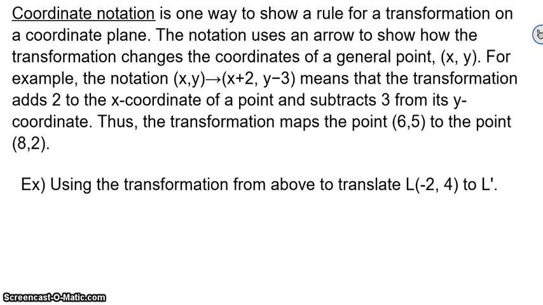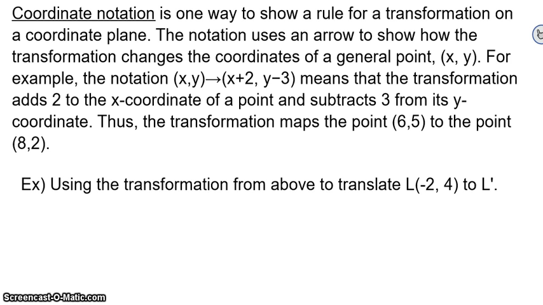Coordinate notation is one way to show a rule for a transformation on a coordinate plane. The notation uses an arrow to show how the transformation changes the coordinates of a general point (x, y). For example, the notation (x, y) changes into (x + 2, y - 3) means that the transformation adds 2 to the x coordinate of a point and subtracts 3 from its y coordinate. Thus, the transformation maps the point (6, 5) to the point (8, 2).